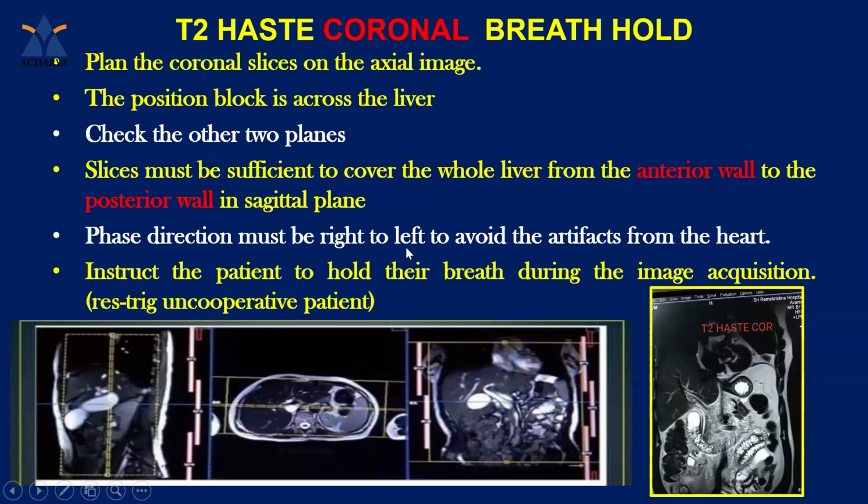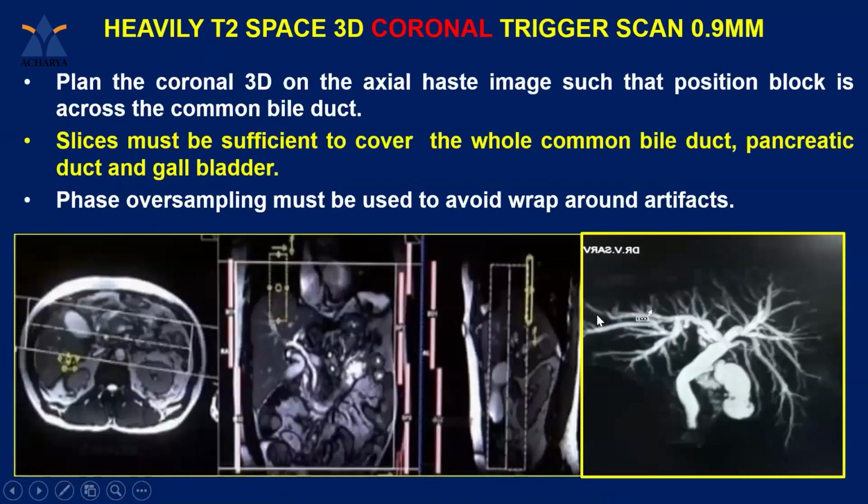Phase direction must be right to left to avoid artifacts from the heart, and instruct the patient to hold their breath during the image acquisition. With this acquisition, we will get good image quality here. This is a coronal image, heavily T2 weighted images.